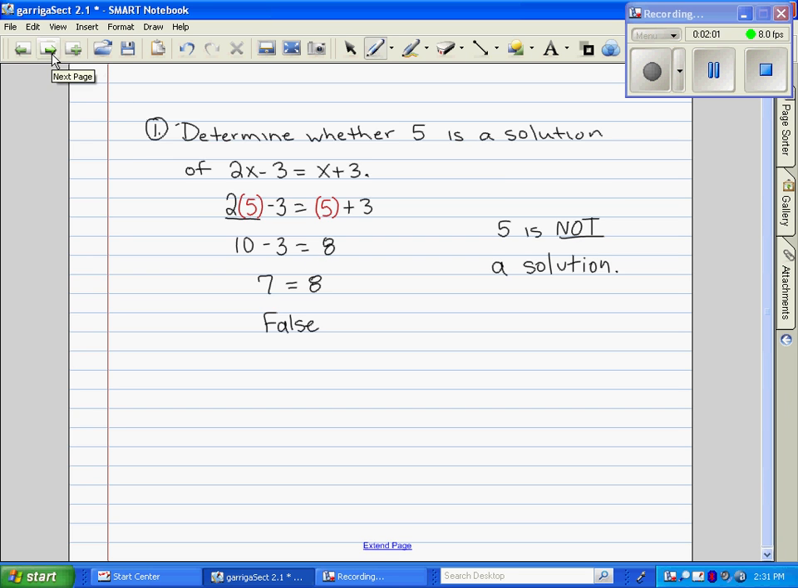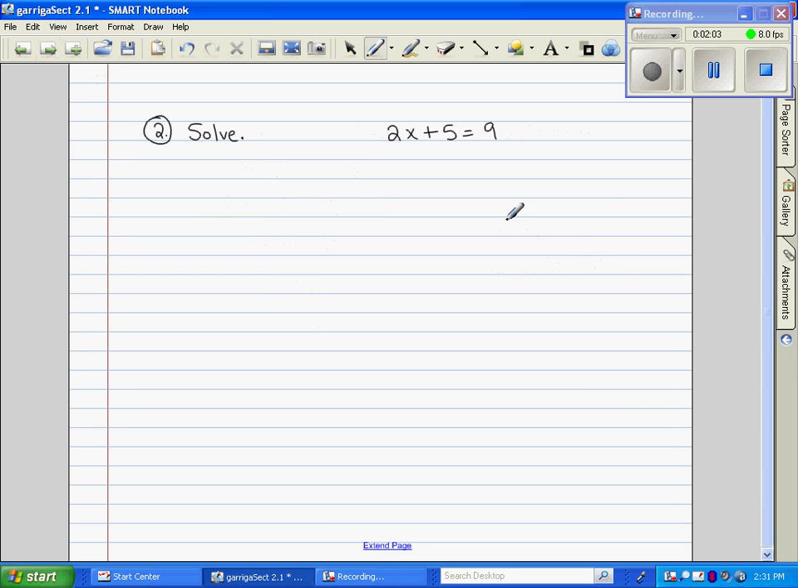Now we're going to move on to solving equations. First thing we want to do is move all the constant terms to one side and all the variables to the other. So using inverse operations, we would like to move that 5 over, so the inverse of a plus 5 is going to be minus 5 or subtract 5. Whatever you do to one side of the equation, you must do to the other. Simplify, you have 2x and carry down what's left, and then 9 minus 5 is 4.